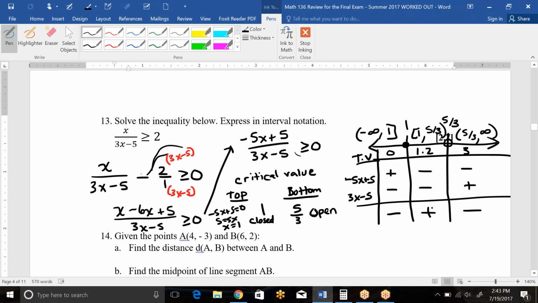Whether you use all the negatives or all the positives depends on this inequality, and this needs to be on the left and this needs to be on the right for this to actually make sense when you read it. We want things to be greater than or equal to 0. So that means we want positives. So the only solution is going to be this middle column. And that's it. So that's the solution in interval notation.